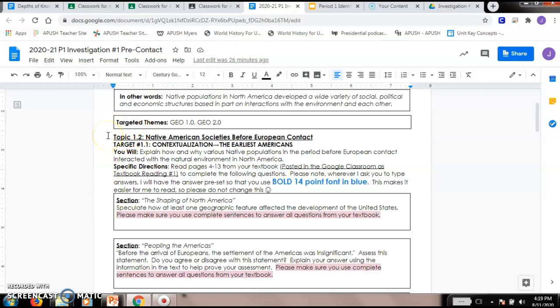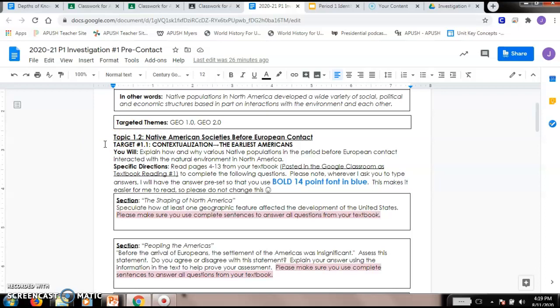Coming right here to where it says topic 1.2. What is that? Again, this is from the College Board. I know it's weird because it doesn't start with topic 1.1. That is actually just a schema kind of thing, so we're not going to do that. But we're going to start here. I want to keep it organized in this manner so I know where things go with the College Board, et cetera. And the title of this topic is Native American Societies Before European Contact.